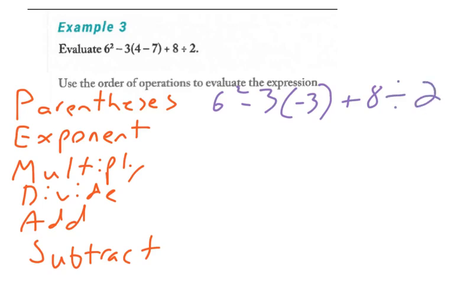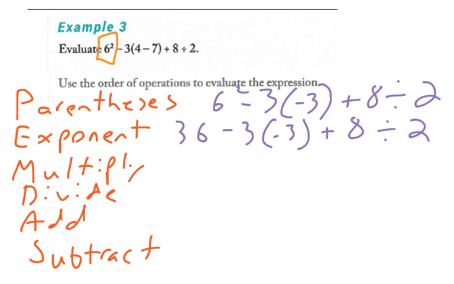And so after I deal with my parentheses, then I have to deal with the exponent. So I've only got one exponent here. I have 6 squared. And all 6 squared is just 6 times 6, which is what? 36. So I've got 36 minus 3 times negative 3 plus 8 divided by 2.